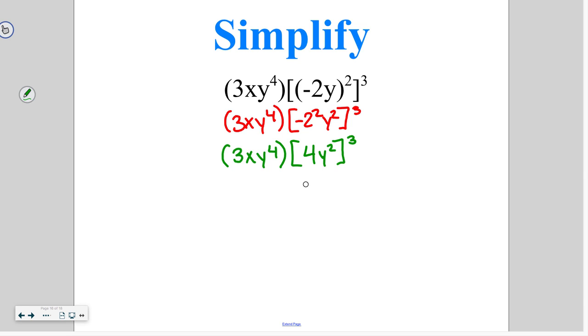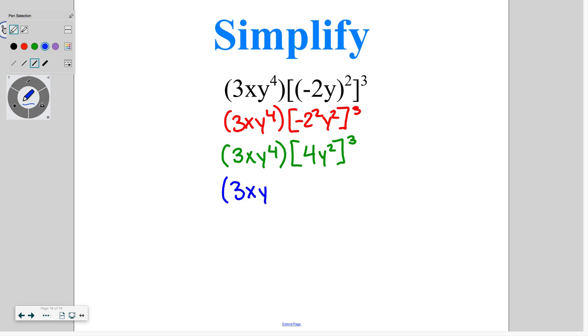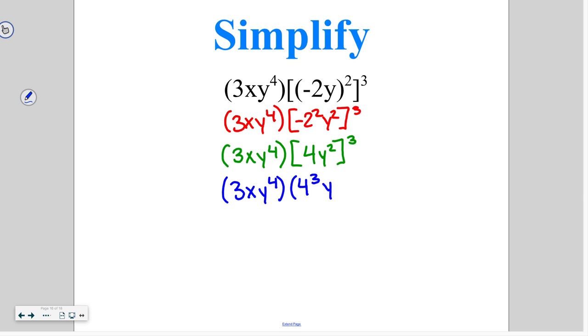Then again, this second piece is still our more complex part because we still have a power on the outside. So I'm going to leave this first part again, 3xy to the 4th. And now I'm going to bring in my exponent. So I've got 4 to the 3rd and y to the 6th. Because I am doing a power of power, I've got 2 times 3, which is 6. Again, I'm going to want to simplify. So I've got 4 to the 3rd power, which is going to be 4 times 4 times 4, which gives me 64.